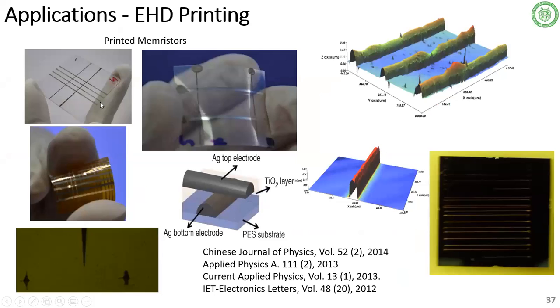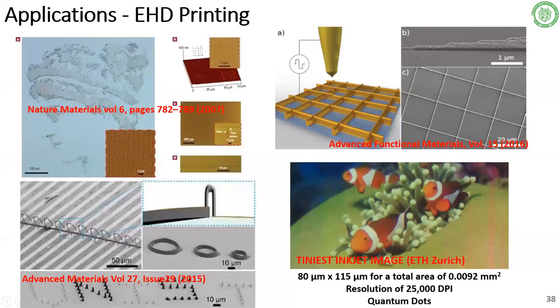This is a printed resistive memory, also known as a memristor. The basic structure is a bottom electrode, a top electrode, and in between a metal oxide. You can print it, and it behaves as a resistive memory. This is also printed on a silicon substrate. EHD printing is still at an experimental stage, but it has a lot of potential for high-resolution printing.